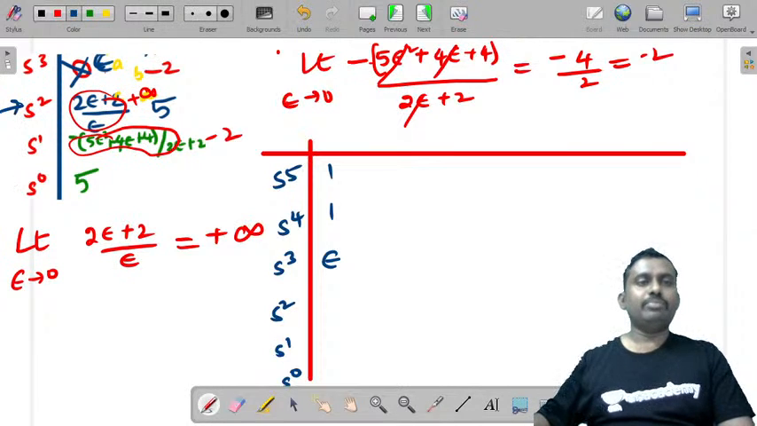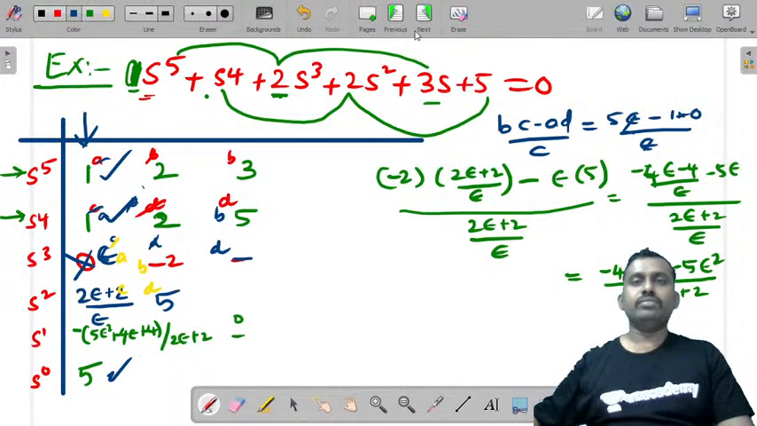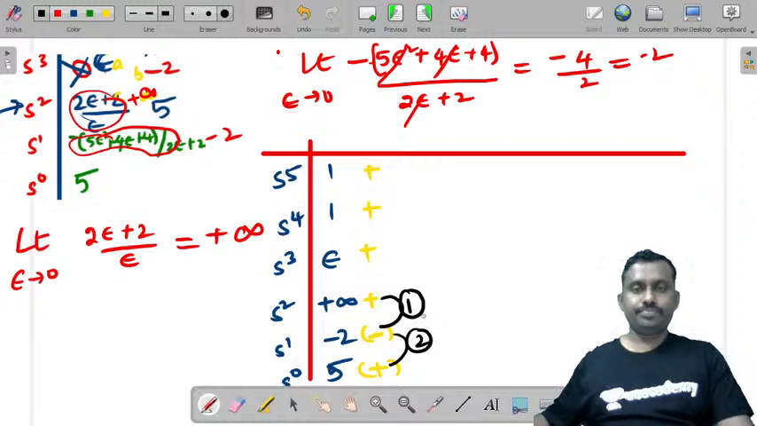So 1, 1, epsilon, and the s square coefficient, we have applied the limit to this and we got positive infinity. And the s power 1 coefficient, we have got minus 2, so it is a negative number. The s power 0 was a 5. Now let us try to find the number of sign changes. This is positive, this is also positive, positive, positive. Here you have a negative and here you have a positive. Plus to plus, no sign change; plus to plus, no sign change; plus to plus, no sign change. Here you have one sign change, and here there is another sign change. So you have two sign changes.